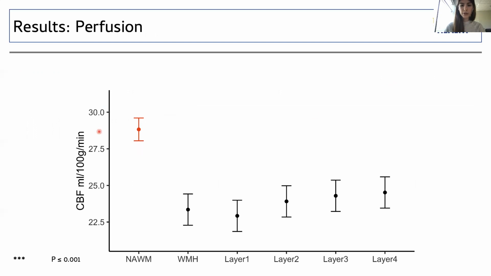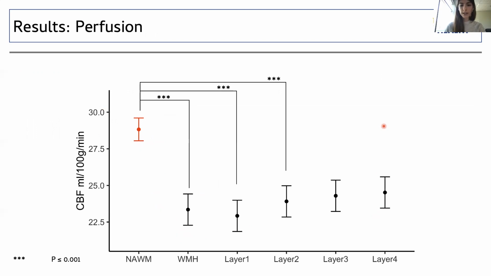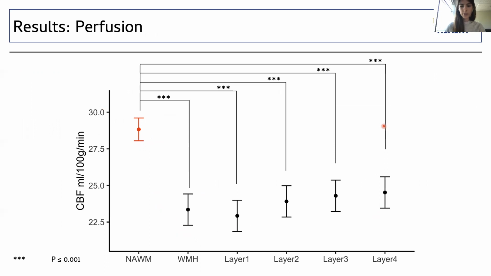Here we compared the perfusion values of normal appearing white matter to the white matter hyperintensity core and each of the layers. Using a mixed effects model, we found significant decrease in the perfusion of the lesion core and all of the layers compared to the normal appearing white matter. As you move further away from the lesion core, the CBF increased.